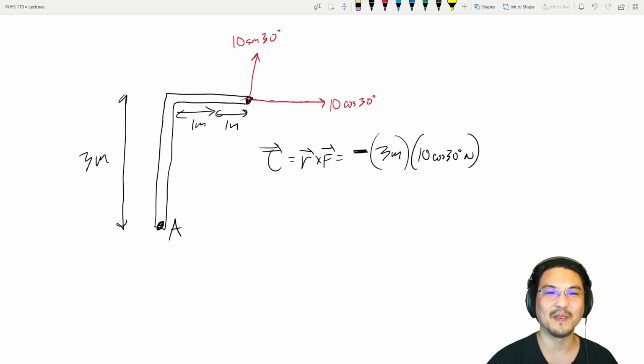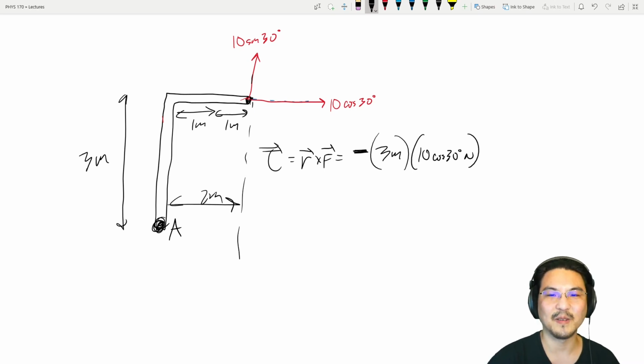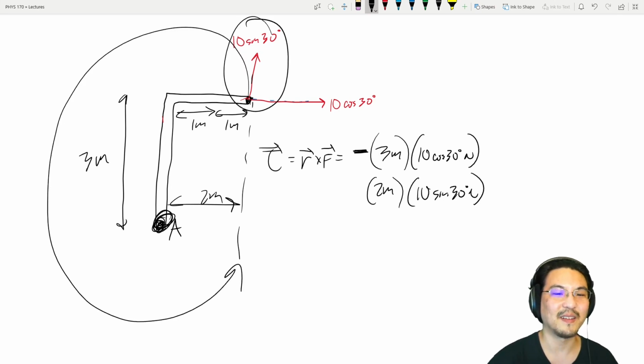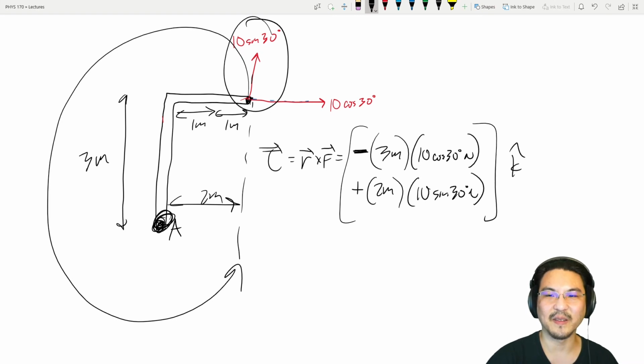Okay, what about this force here? What's the lever arm? From point A, see this right here? This line of action? The lever arm is here, 2 meters. So it would be 2 meters times 10 sine 30. And that would be, right, point A is over here, the force is over here. So it would be going counterclockwise, which is in the positive z direction. So there you go, like that.